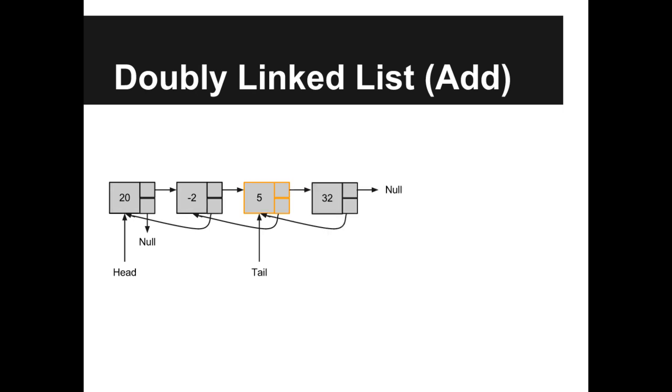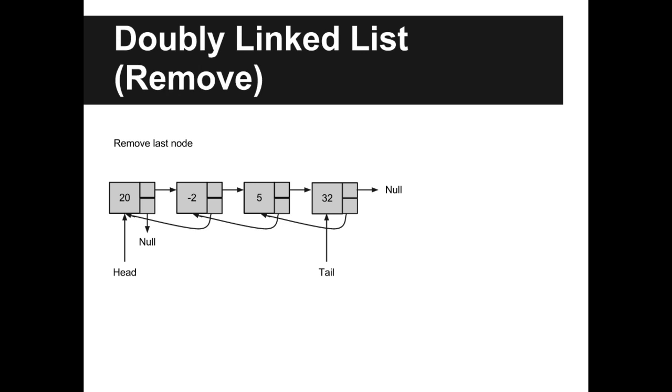Now in the next step, we're also going to manipulate the tail pointer to point at the node that we have just created. So that is how adding to the back of a doubly linked list works. Now let's see how we can remove elements from our linked list. Let's say that we want to remove the last node from our linked list.